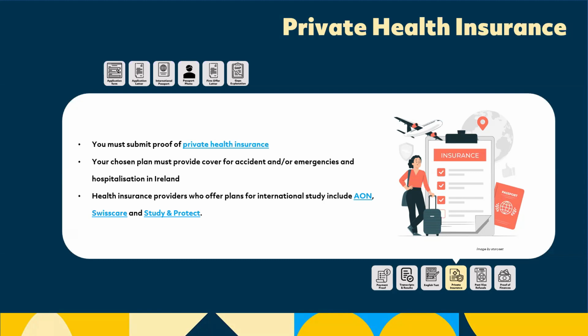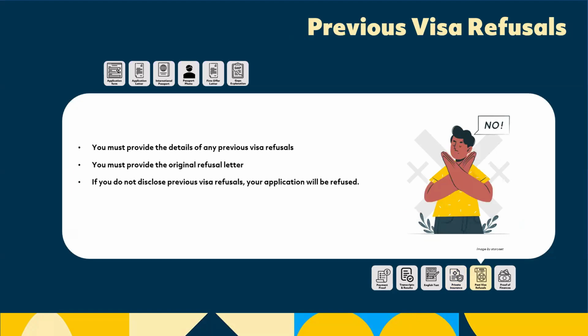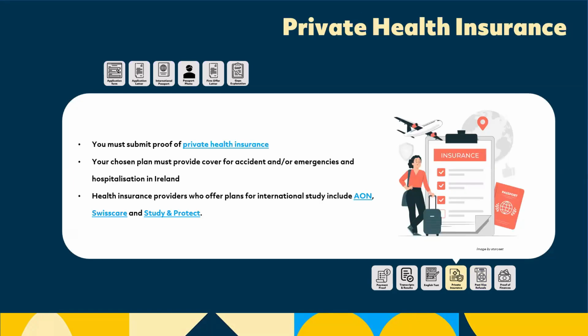There are a lot of health insurance providers who offer plans to international students, including AON, Swisscare, and Study and Protect. I have used Study and Protect when I was coming to Ireland to study. Once you click on their website, they present you with a form that you fill out with all your details, and they'll give you a quote. Then you can get your insurance, and that would cover you for that requirement.